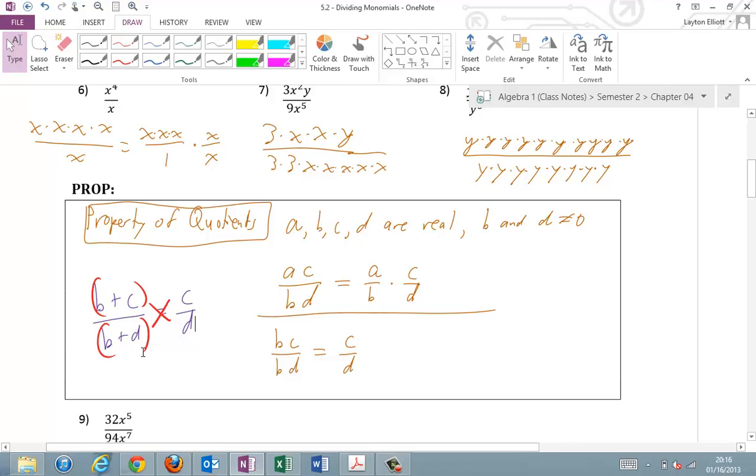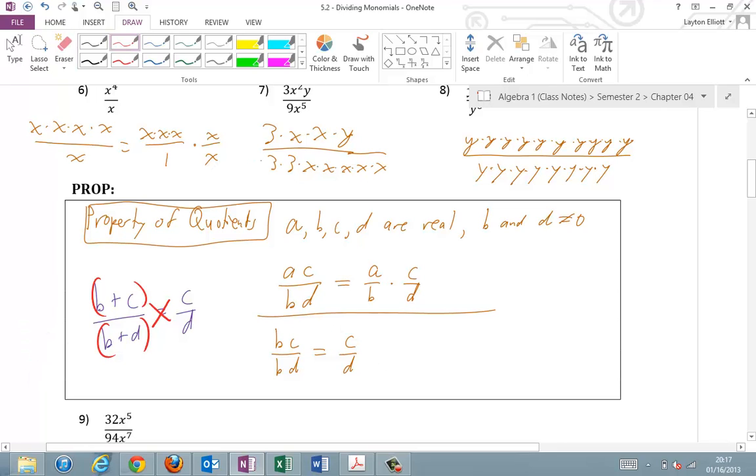So those can't cancel, even if we add the same thing to both of them, even if we give them both something, we still can't cancel. They're not the same thing. B plus C over B plus D is as different as 4 over 7. We can't cancel. So don't try that.